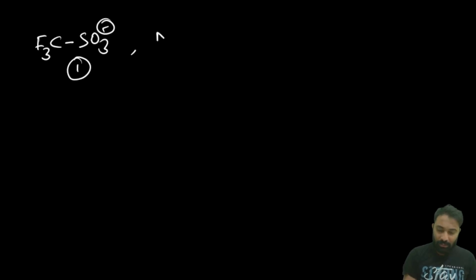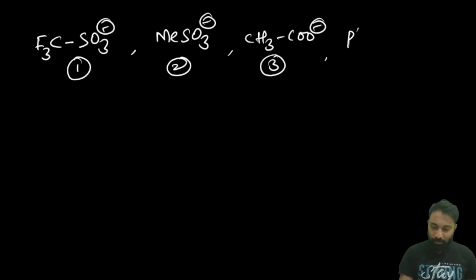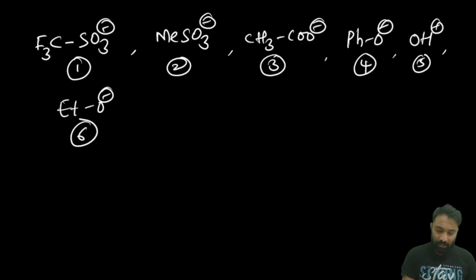Now listen. Suppose they have given it in this manner: SO3CF3 minus, this is 1. Next, MeSO3 minus, this is 2. Next, acetate ion COO minus, this is 3. Next, PhO minus, this is 4. Next, OH minus, this is 5. Next, EtO minus, this is 6. Now you tell me the nucleophilicity order in this. Among 1 to 6, which one will act as a strong nucleophile?